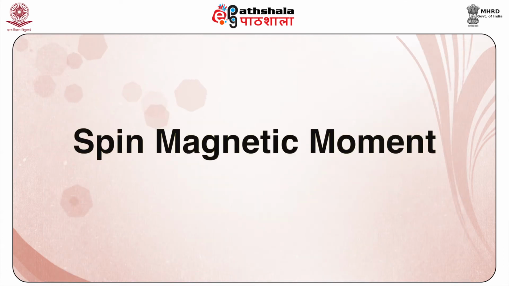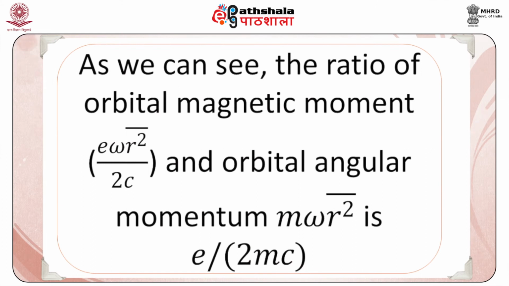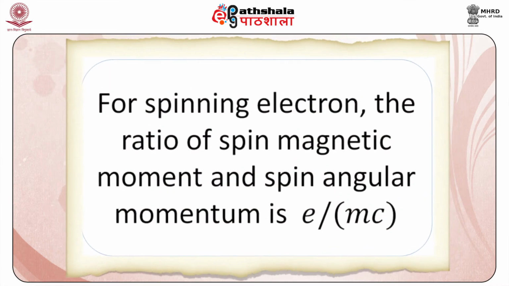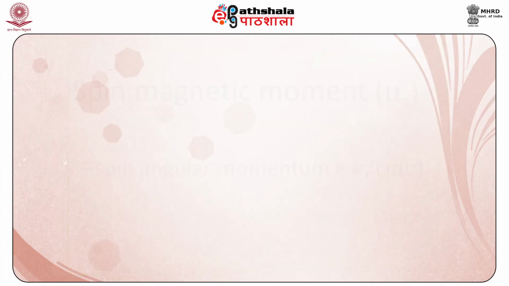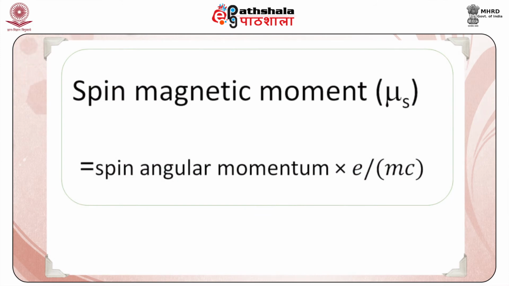Spin magnetic moment. As we can see, the ratio of orbital magnetic moment e omega r square upon 2c and orbital angular momentum m omega r square is e upon 2 mc. For a spinning electron, the ratio of spin magnetic moment and spin angular momentum is e upon mc. Therefore, we can write the spin magnetic moment mu s equals spin angular momentum into e upon mc.